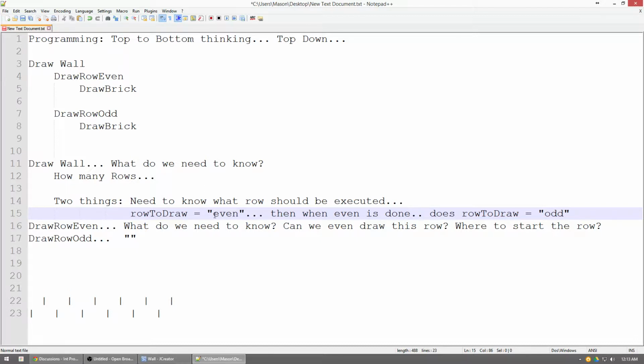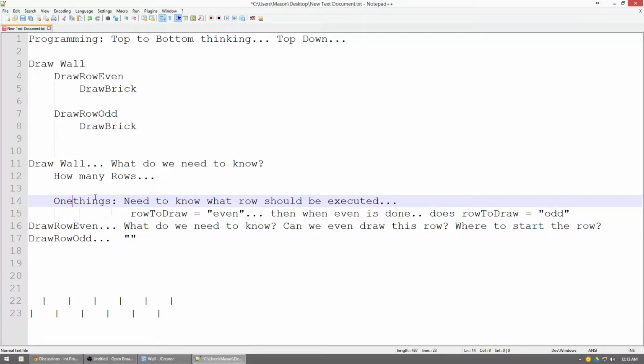This is the basics. So I'm going to immediately start with even, so it draws even. So can we draw this row? Yeah, we can. And then when even is done, it does odd, and then it'll do odd. So we got where to start the row. And then we got, can we draw this row?